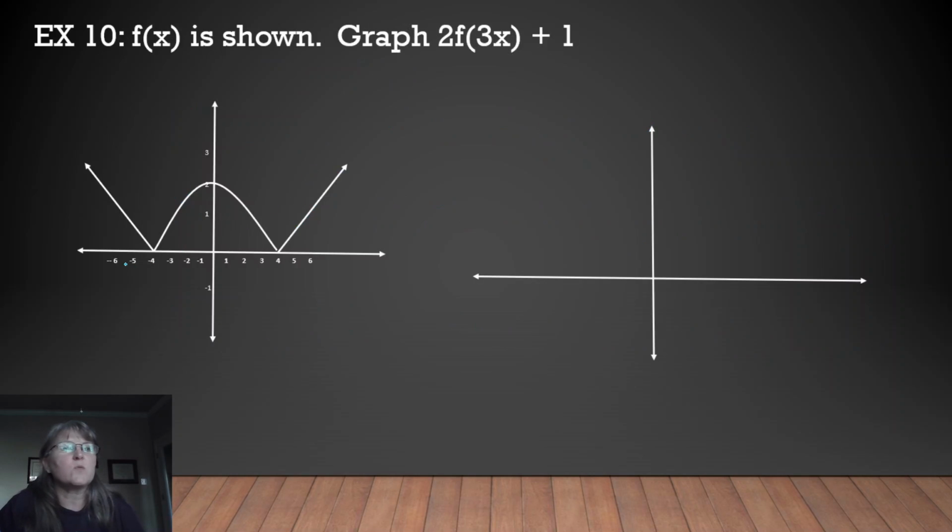All right, last one here. Again, we don't have a rule, we just have a picture. So I'm going to name some points. So that's at -4, 0, 0, 2, and 4, 0.